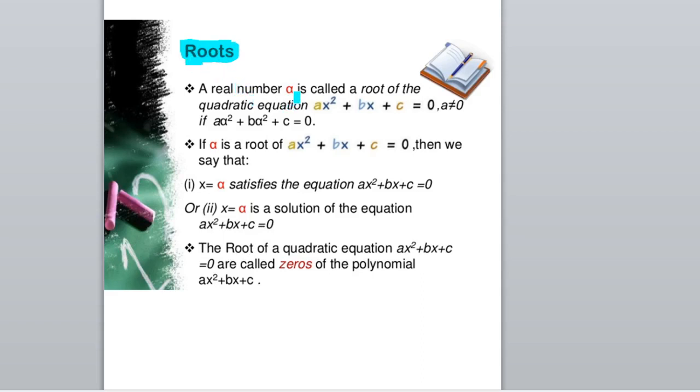A real number a is called a root, not the a we took before, any real number a is called a root of the quadratic equation ax squared plus bx plus c with a non-zero, if a squared plus ba squared plus c equals 0.